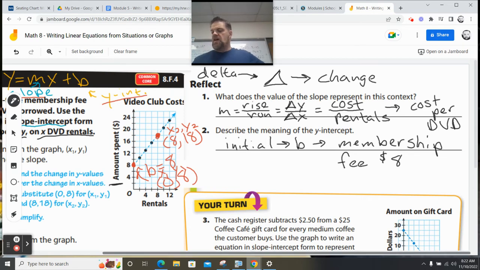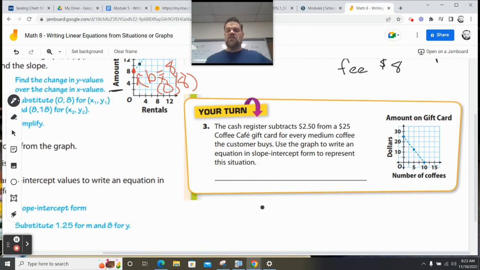All right, so let's do one on your own. Let's read this one and then we'll call it good. It says the cash register subtracts $2.50 from a $25 gift card for every medium coffee. Write the equation to represent the situation. You guys pay attention, we're almost done. What is the initial cost here? 25. Isn't that b?